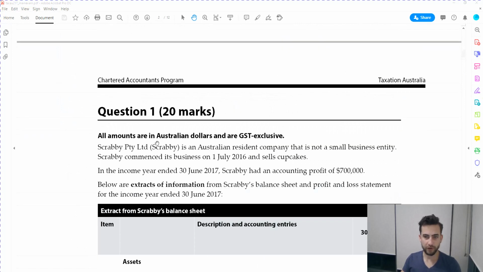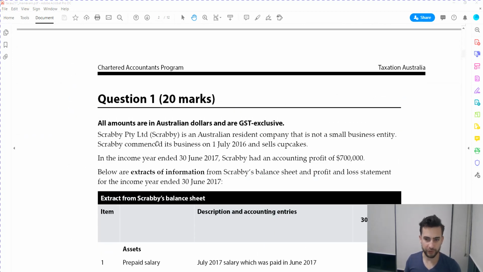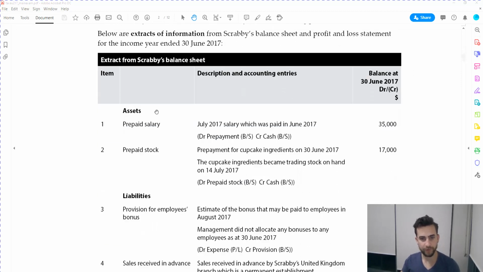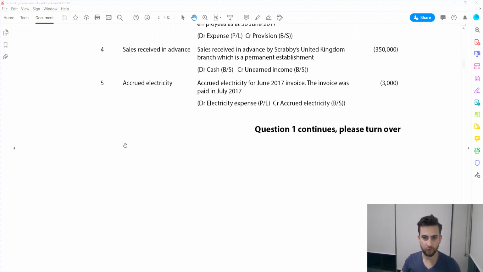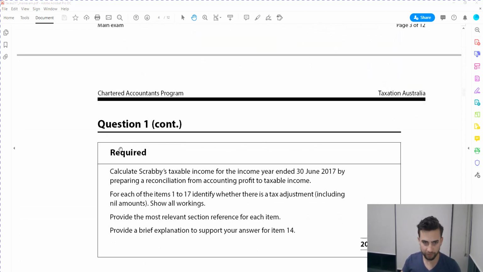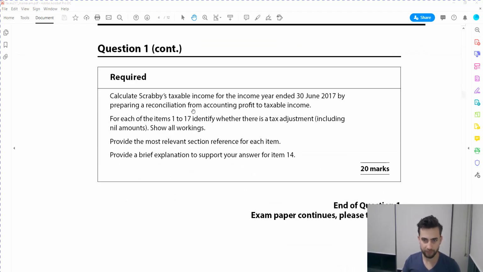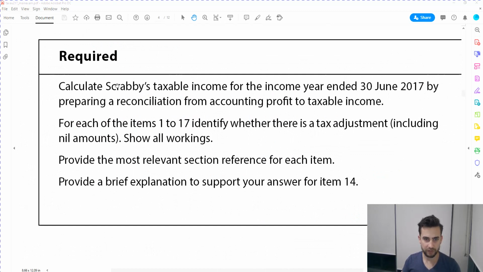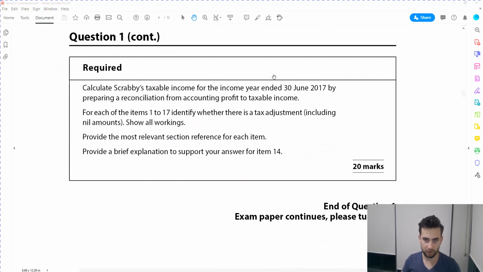Now let's start off with question 1, and as with most question 1s in the tax exam, they're generally almost always going to be a tax rate question. It's quite unusual that the first question isn't a tax rate question. So as you can see here, calculate Scrabby's taxable income for the year end 30 June 2017 by preparing a rec from accounting profit to taxable income.